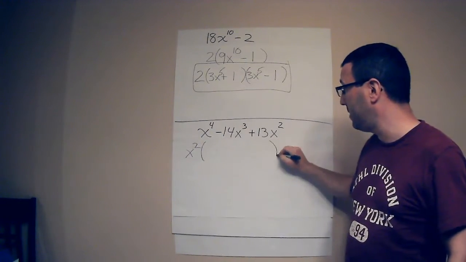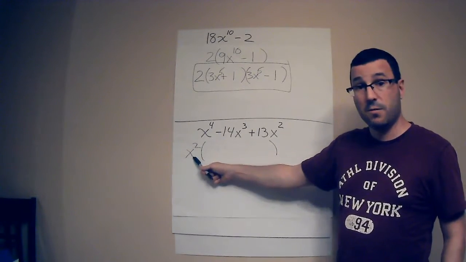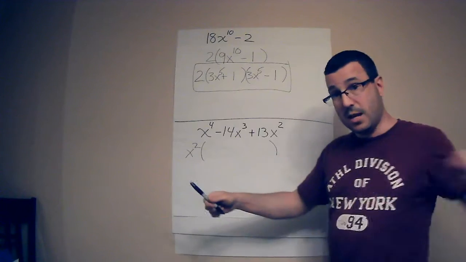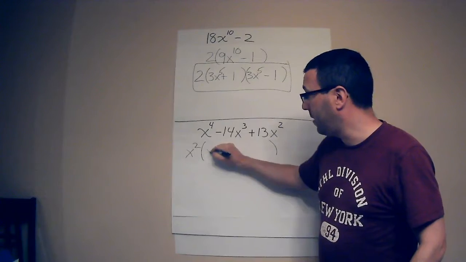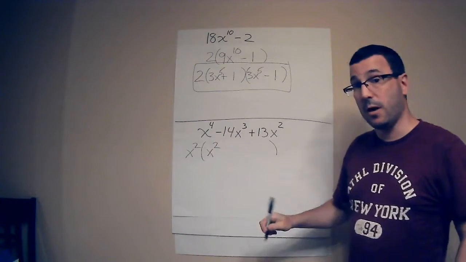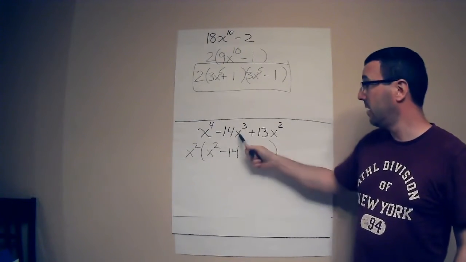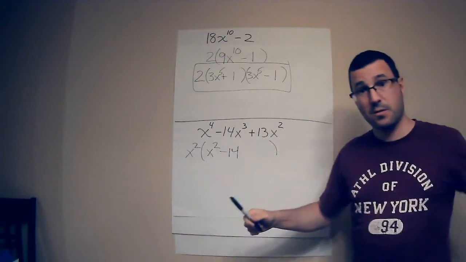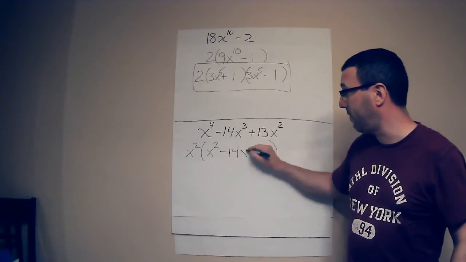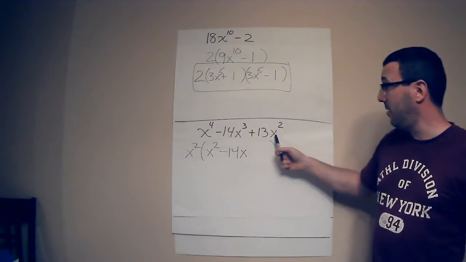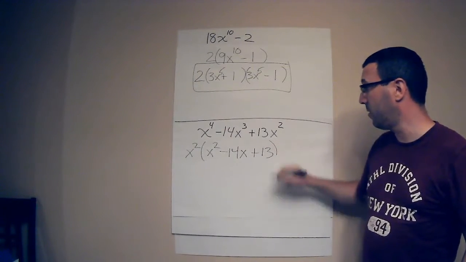I set up a parentheses, and now I go back and I say, okay, well, x to the 4th divided by x to the 2nd, I'm taking 2 of those x's that are multiplying out, and we're left with x squared. The minus 14 stays. X to the 3rd, take my 2 x's that I'm multiplying by out of there, I only have 1 x left. And then here, I took the x squared totally away, so I'm left with plus 13.